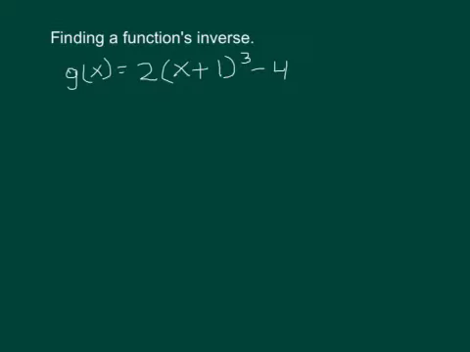Find your y, in this case g of x. Replace y with x and x with y. So basically we're going to swap the variables. So x equals 2 times y plus 1, the quantity cubed, minus 4. The next thing we're going to do is solve for y so it's back in function form. So we're going to add 4.